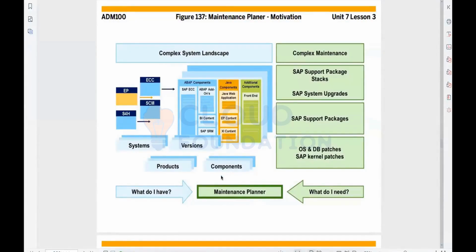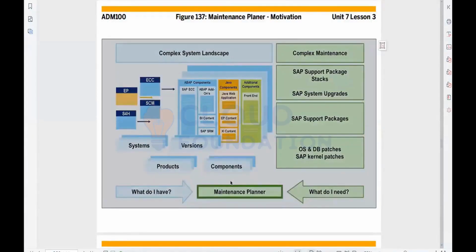Maintenance planner is a tool from SAP. In that tool, you specify that you want to go from SAP 4.5 to 3.5. It will give you all the dependencies, what the different patches are, and which patches and support packs for Windows and Unix are required to update.